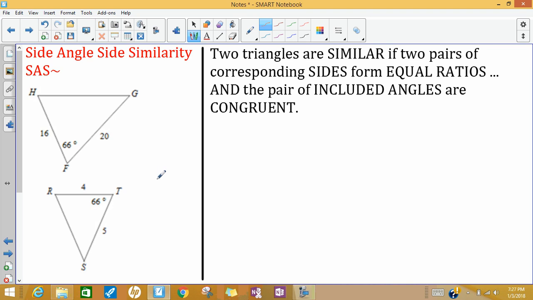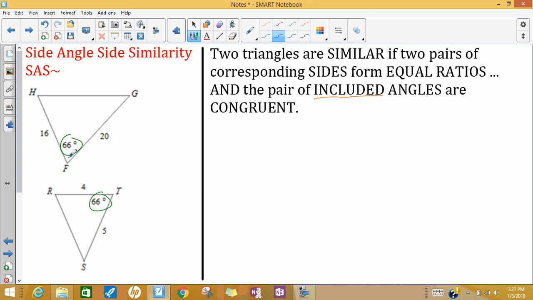The last one is side-angle-side similarity, and it's very close to side-angle-side congruence. The angles have to be between the sides or included, there's that word again, included, between the sides that you're using. So we have one pair of congruent angles that are both 66 degrees, and we have two pairs of sides that make equal fractions.